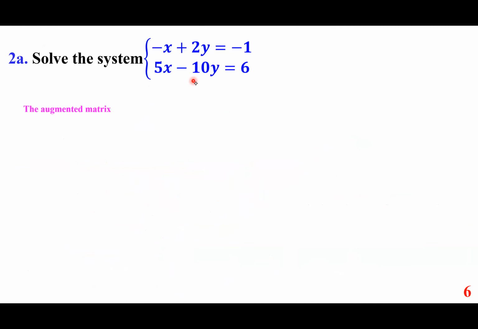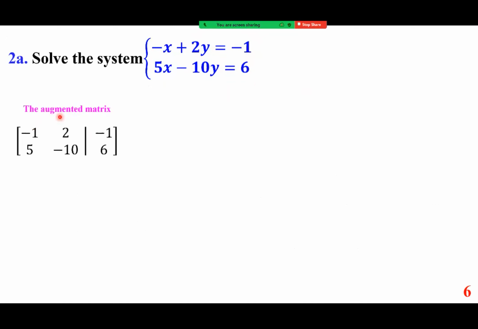So what is an augmented matrix? You just write the numbers. What numbers? Coefficients. So coefficient of x is -1 and 5, -1 and 5. Coefficient of y is 2 and -10. And on the other side, you can put some line and put -1 and 6. So again, -1, 5, 2, -10, -1 and 6. This is how you write the augmented matrix here.